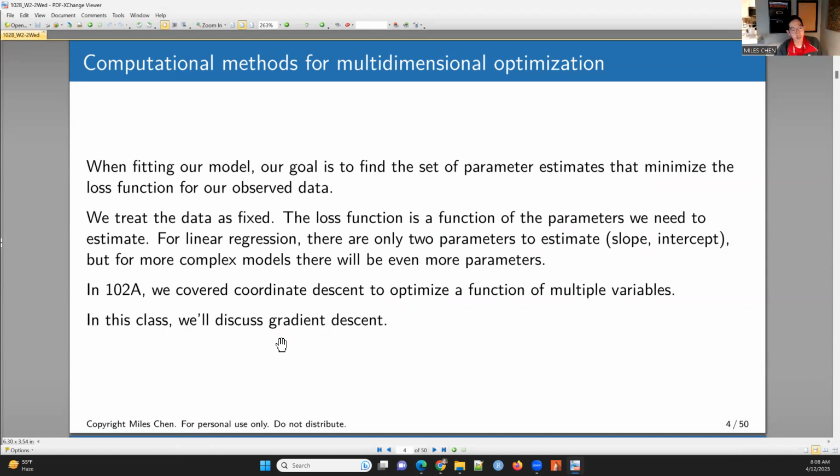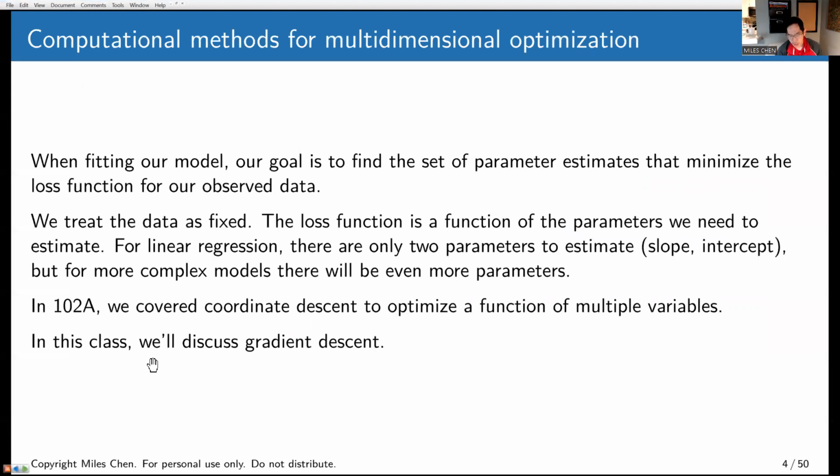Or if you have a more complicated model, you might have more parameters, but you're just trying to find the right combination of weights to minimize the total loss, the loss function, the mean squared error, or sum of squared errors. Okay. Yeah, and then we did something called coordinate descent in 102A, and this one will look at gradient descent.